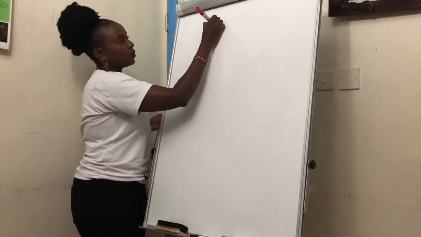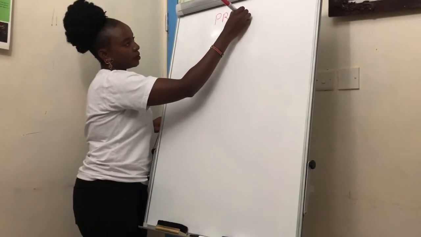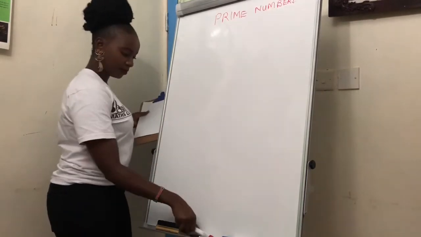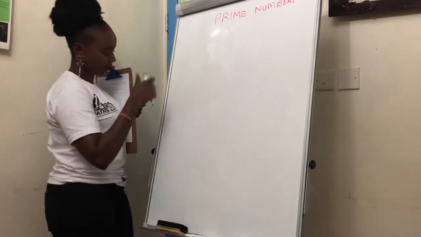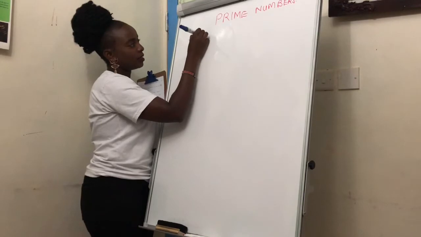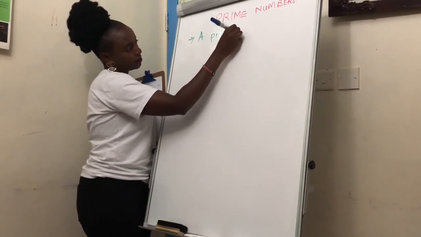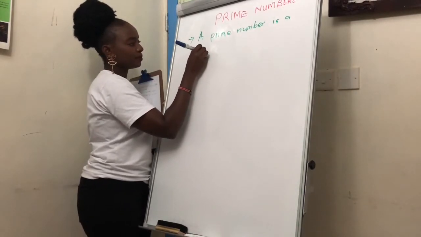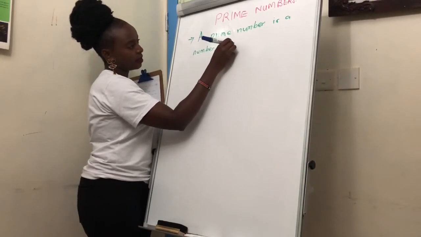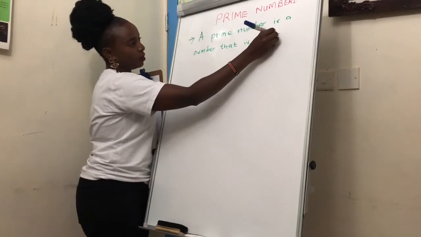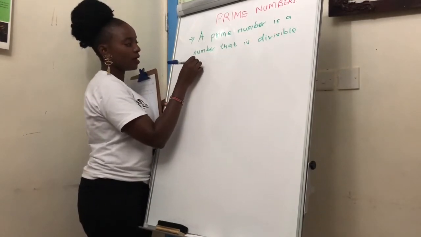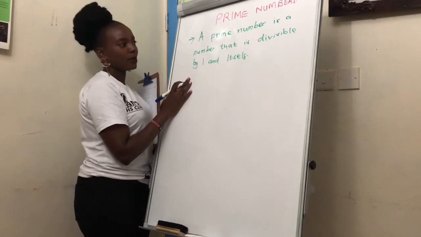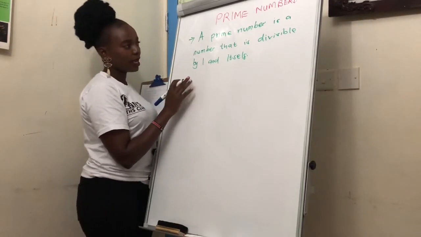So the first thing that you're going to be looking at are prime numbers. You can write it down. A prime number is a number that is divisible by 1 and itself. So basically a prime number is a number that is divisible by 1 and itself.